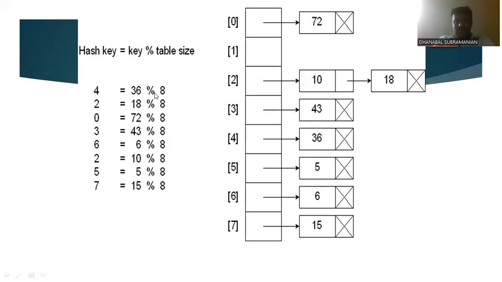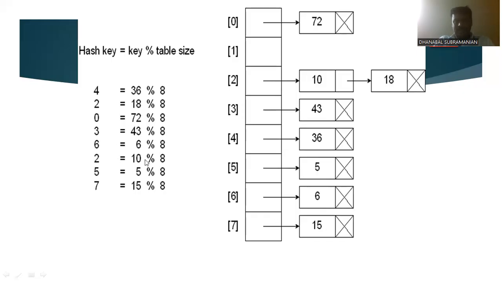First, you store the data 36 at array index position 4. The other positions are assigned null for now. 18 modulus 8 is 2, so at the 2nd memory location you insert 18. Then 72 goes at the 0th location. 43 modulus 8 is 3, so at the 3rd location you insert 43. 6 modulus 8 is 6, so 6 goes at the 6th location. 5 modulus 8 is 5, so 5 goes at the 5th location. 15 modulus 8 is 7, so 15 goes at the 7th location.